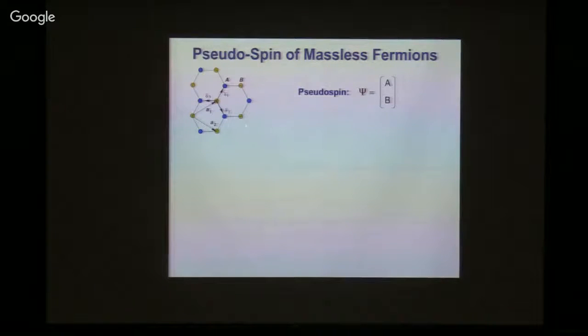So let's try to understand it. First, we look at the lattice of the graphene.